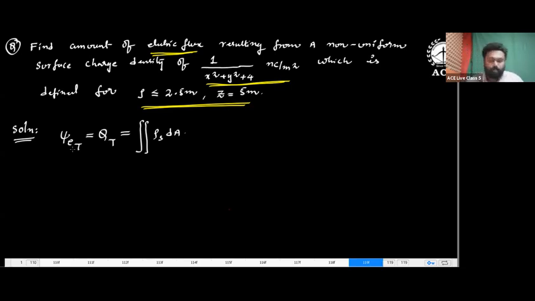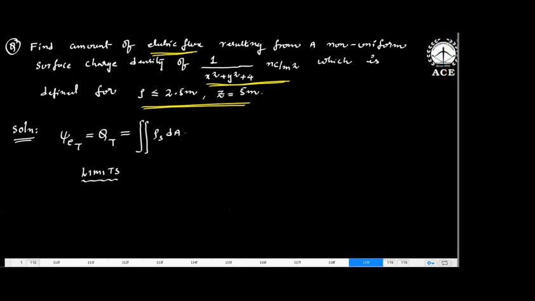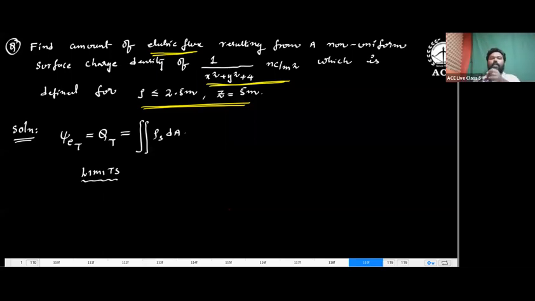Come on, speak out. What are the limits, beta? Here the limits are rho less than or equal to 2.5. Is it down to minus infinity? No. What is the lower limit for the rho? The lower limit for the rho is 0, beta. So rho is from 0 to 2.5 meters. And if he has not mentioned, you need to take phi as the full limits, 0 to 2 pi. And z is equal to 5 meters.